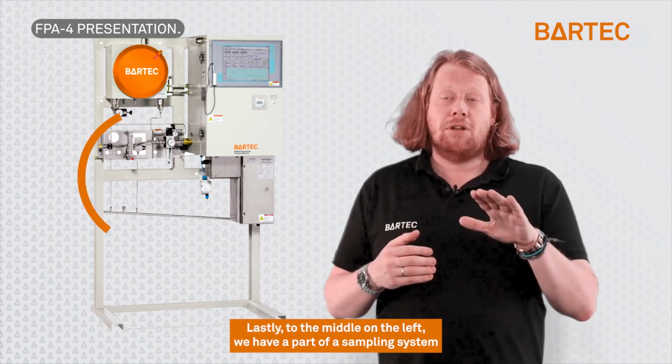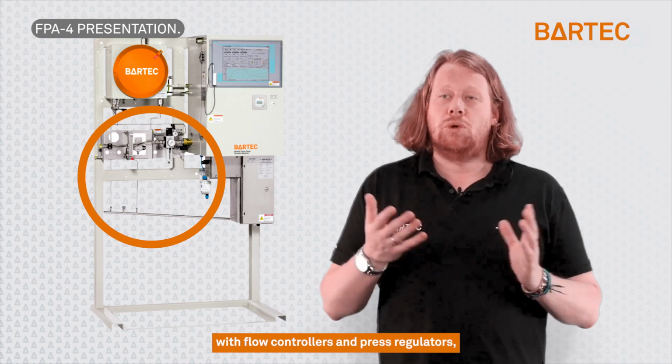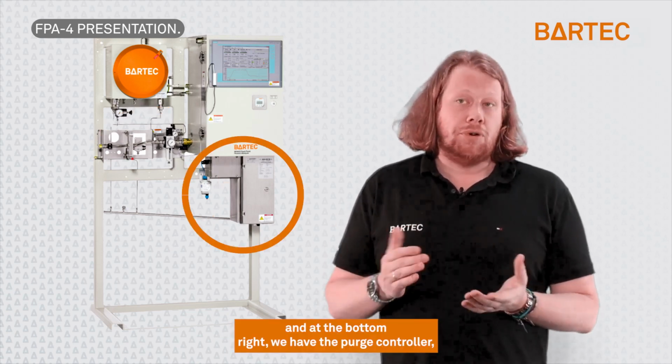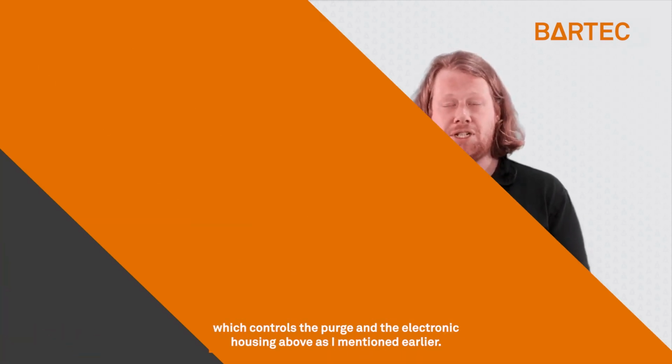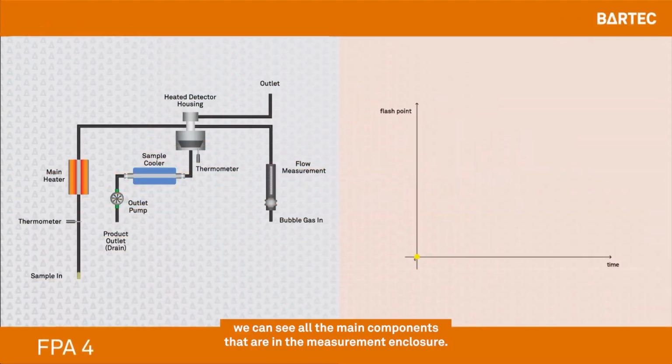Lastly, to the middle on the left, we have a part of a sampling system with flow controllers and pressure regulators. And at the bottom right, we have the purge controller, which controls the purge in the electronic housing above, as I mentioned earlier. In this animation, we can see all the main components that are in the measurement enclosure.